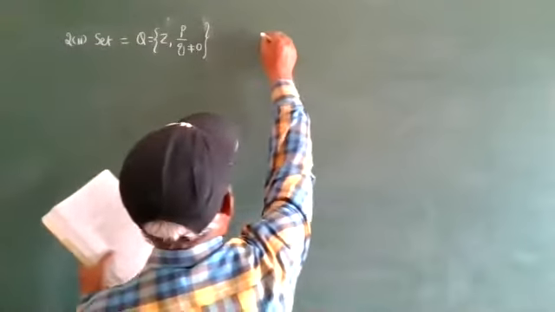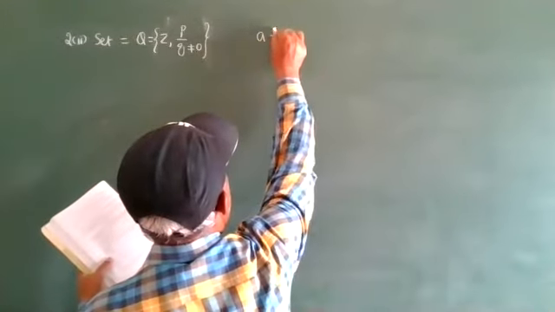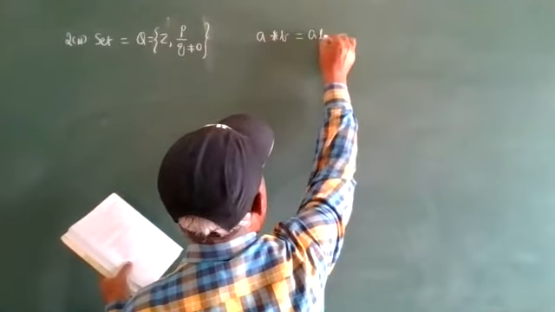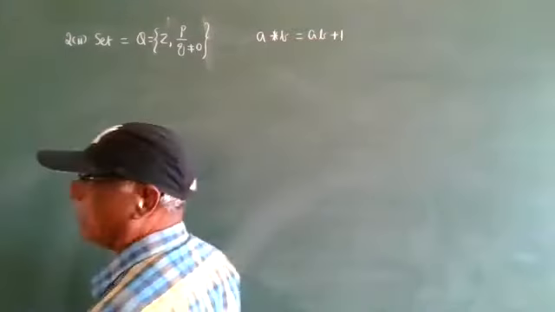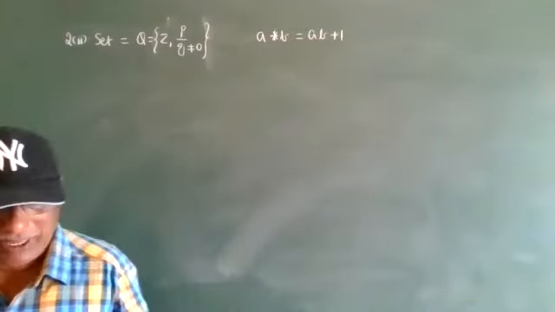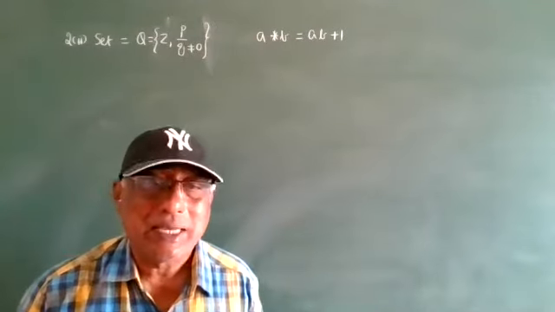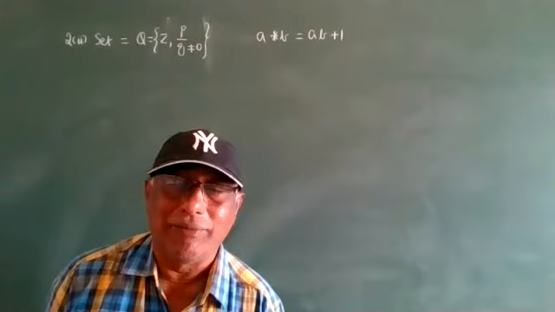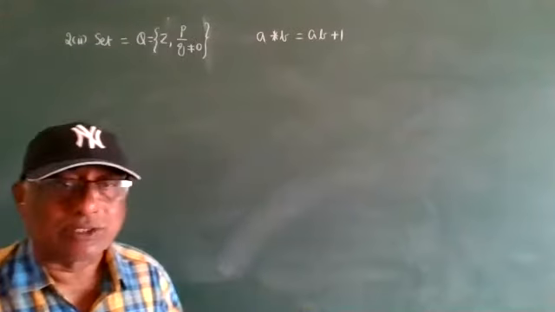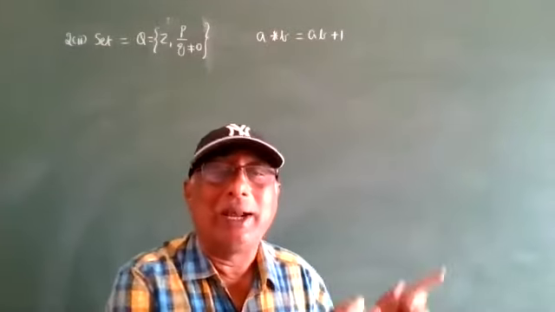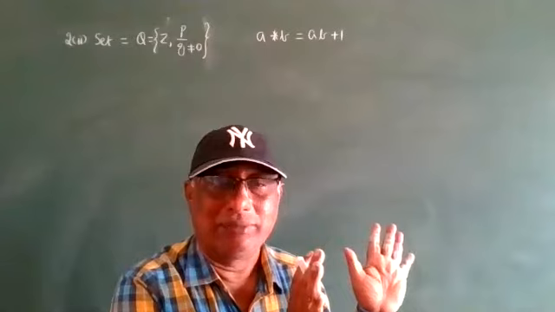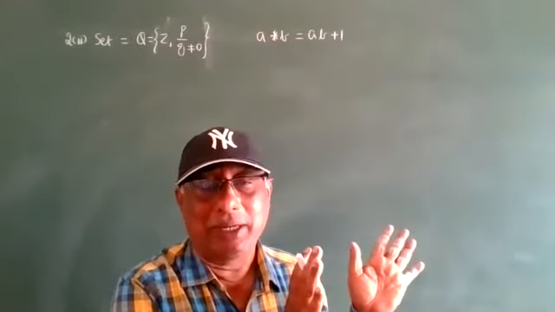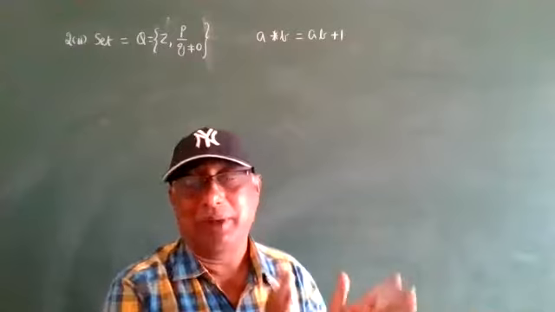Star is defined by A star B is defined by the product of the two elements and add plus 1. Is it a binary operation or not a binary operation? Everyone check. Take one example and write down, and then the statement. If an example is clear, immediately write down the statement. Okay? So example and statement.